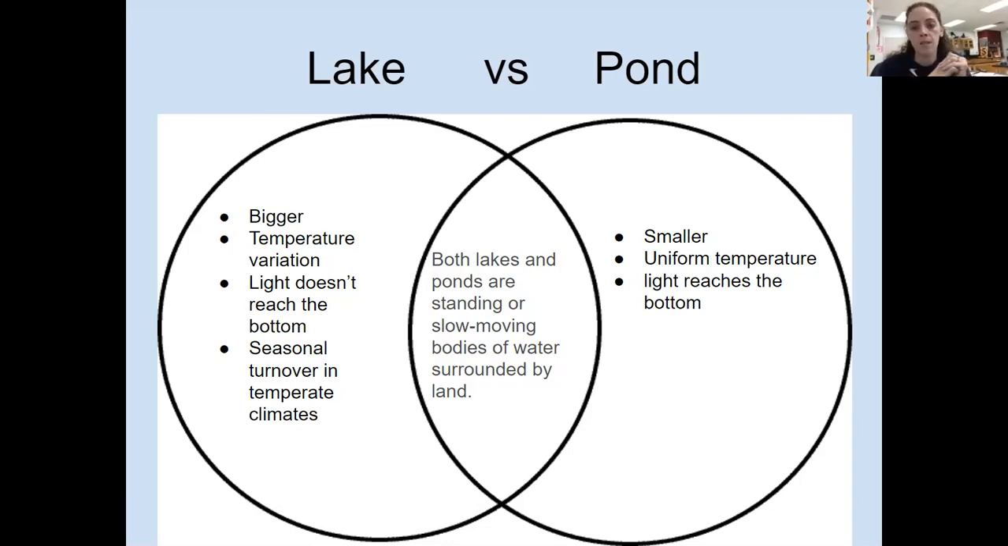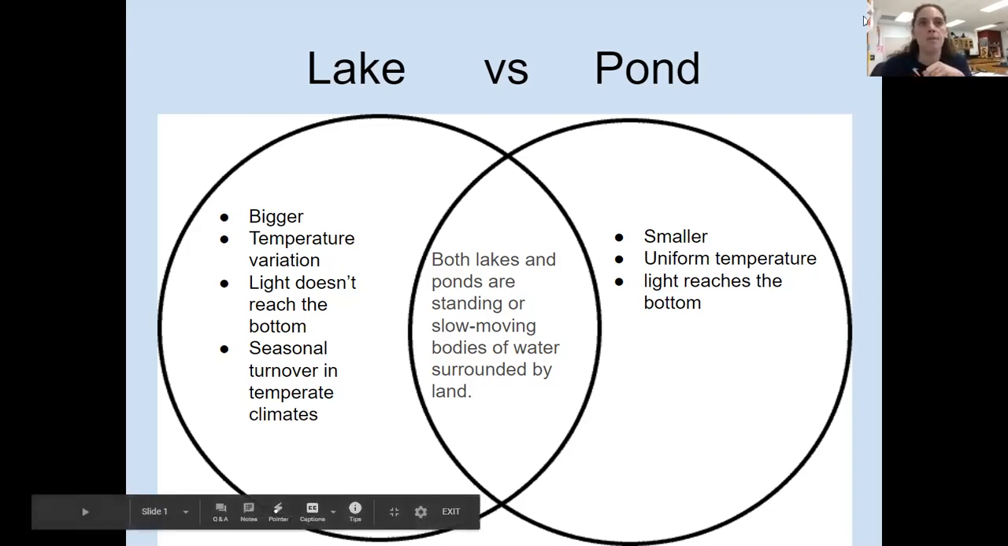Ponds are shallow enough that all of their mixing is going to be due to the wind. Also with lakes, they're going to have that deep profundal zone where light doesn't reach the bottom. Ponds again are going to be smaller and shallower, and light will reach the bottom of a pond.